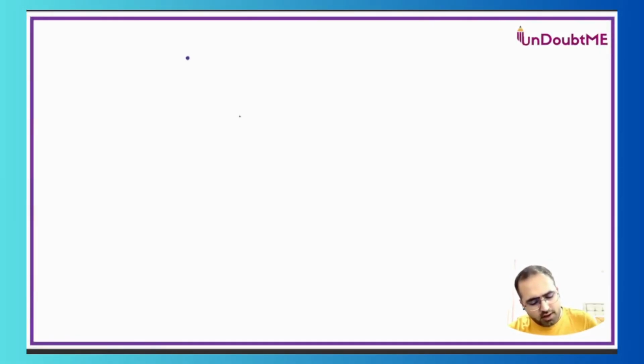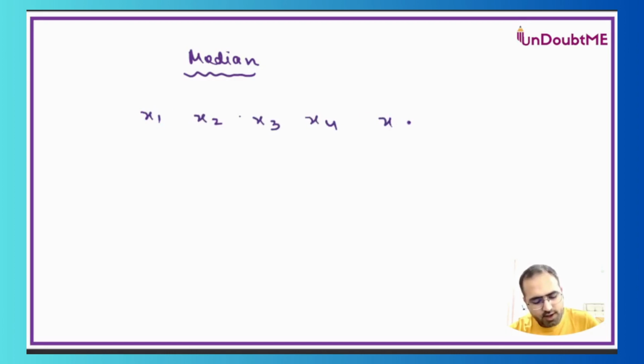Now, when we talk about median, I'll explain median with the help of two cases. One is a case of odd numbers. Let's say x1, x2, x3, x4, and x5 are 5 observations. If we have an odd number of observations, then it is very clearly visible that the median is this third observation.